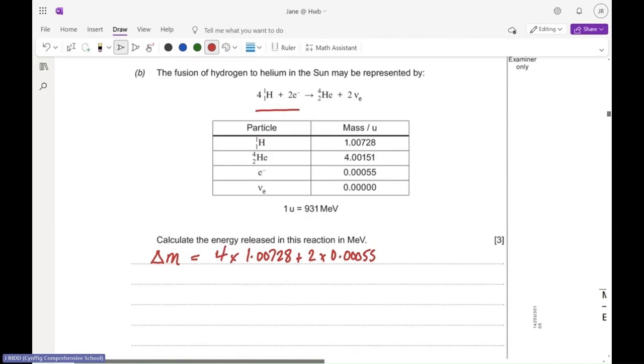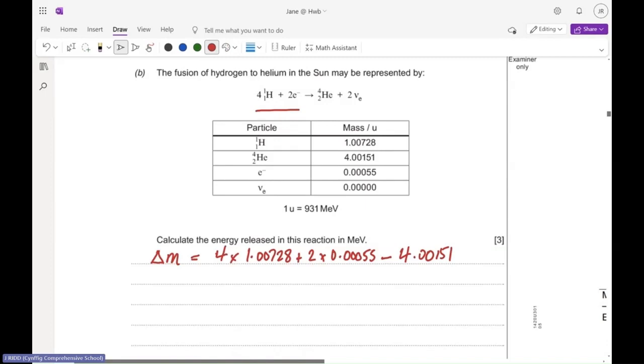You've got a lot of significant figures and you have to treat them with respect. So make sure you carry them through in your final answer. Now, that's the left-hand side then. And from that, we're going to subtract 4.00151, which is the mass of our helium nuclei, and work out the difference.